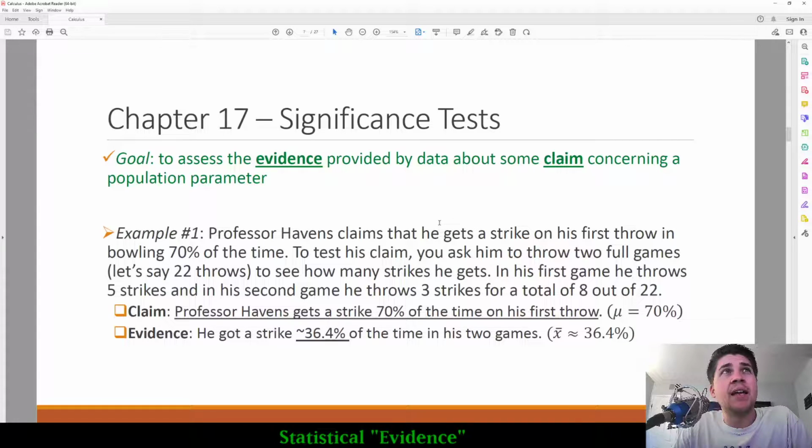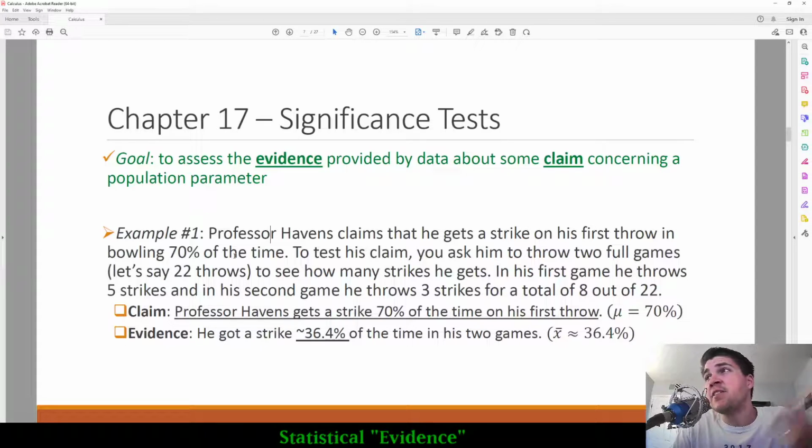So on your packet, and you can write this in your notes, the goal is to assess the evidence provided by data about some claim concerning a population parameter. So let's just throw out example number one, and then we'll be working on example two in the next few videos. But I'll just go ahead and read it. It says, Professor Havens claims that he gets a strike on his first throw in bowling 70% of the time. To test his claim, you ask him to throw 2 full games, let's say 22 throws, to see how many strikes he gets.